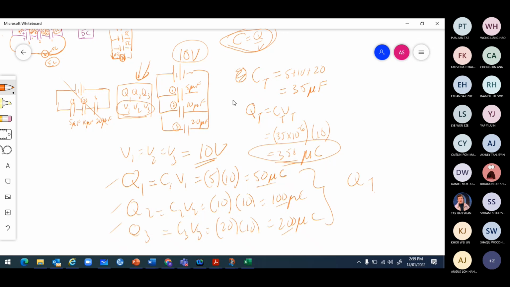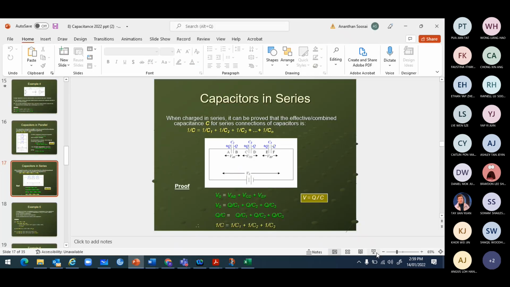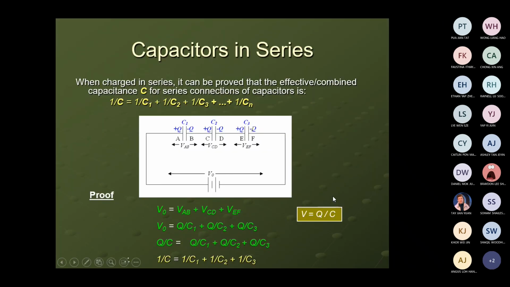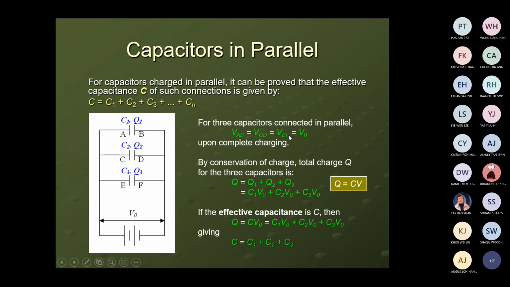Okay, so now let's go to the series. This is the derivation you have to know. How they got this capacitance formula, you have to know the derivation. For parallel, voltage is the same, charge is added. The charge is C1 V0, C2 V0. Then V0 cancels, and you get the total capacitance formula.